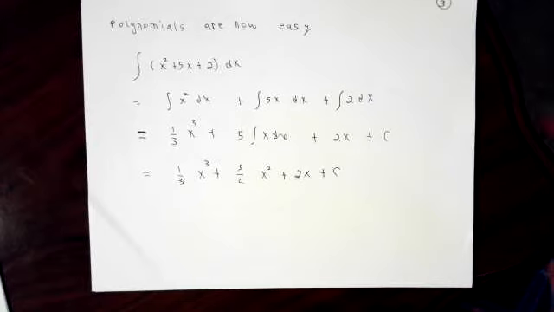The previous facts make it easy for us to integrate polynomials. So if I wanted to find an antiderivative for x squared plus 5x plus 2, I would split it up into 3 simpler antiderivatives: integral of x squared with respect to x, integral of 5x with respect to x, and integral of 2 with respect to x. The one in the middle has a constant factor that I can pull out.